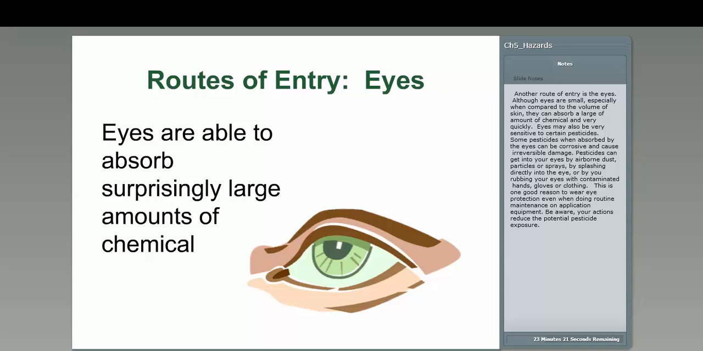Pesticides can get into your eyes by airborne dust, particles, or sprays, by splashing directly into the eye, or by rubbing your eyes with contaminated hands, gloves, or clothing. This is one good reason to wear eye protection even when doing routine maintenance on application equipment. Be aware your actions reduce the potential pesticide exposure.